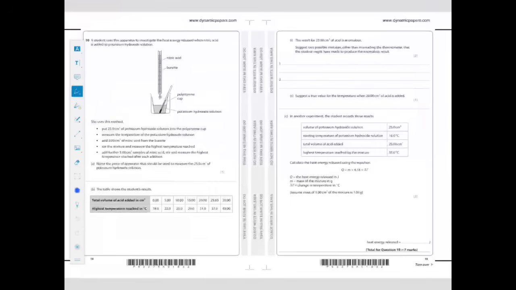So I thought the easiest way to talk you through the energetics topic was to take you through some past exam questions, because they're pretty much all the same. So the moment you see a polystyrene cup and a thermometer, we're looking at enthalpy. So be aware of what endothermic and exothermic means here. Remember, exothermic means gives out heat energy, and endothermic means takes in heat energy.